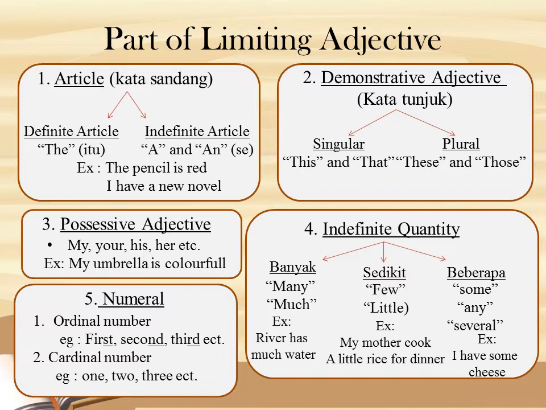The fifth is numeral. There are two numerals. The first is ordinal number and the second is cardinal number. Ordinal numbers are such as first, second, third, etc., and cardinal numbers are such as 1, 2, 3, 4, etc. For example, an ordinal number: I am in the second class of senior high school, and the example for a cardinal number is: I have one book.